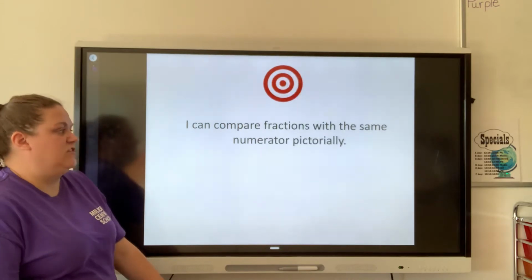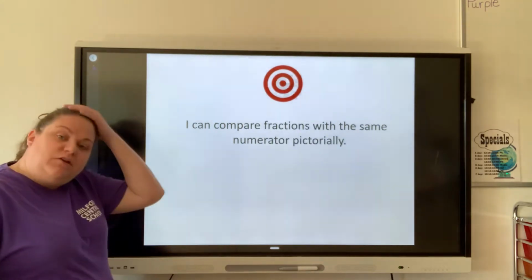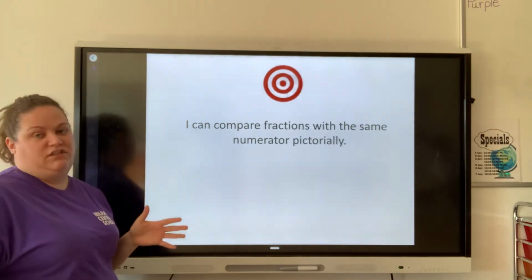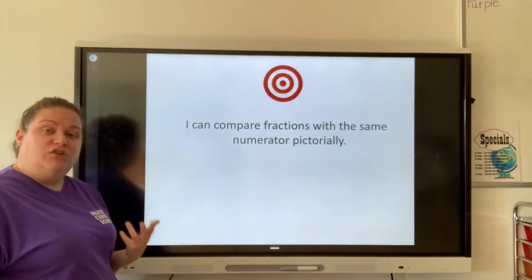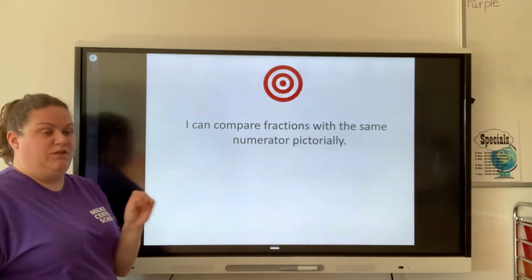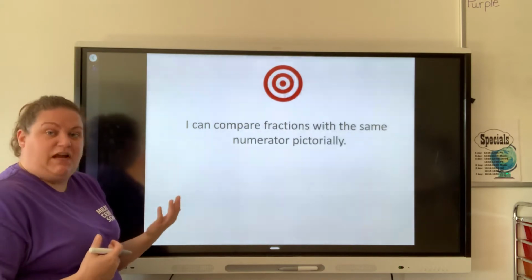I can compare fractions with the same numerator pictorially. So we're talking about numerators. Numerator is the top part. It's showing you the number of pieces that you're dealing with. And then pictorially means picture-wise. Can you show fractions with their numerators with a picture? And comparing is comparing and looking at how they're the same and how they're different.